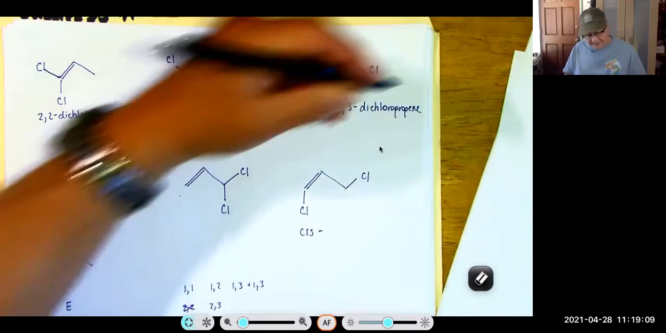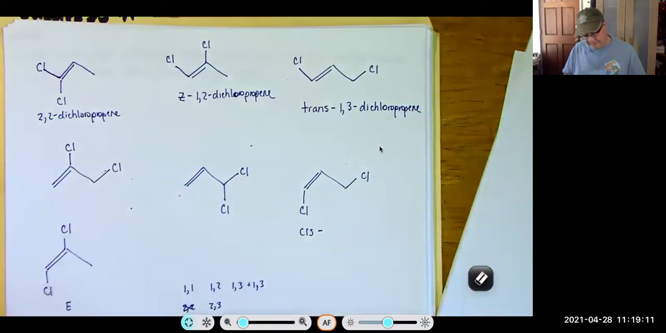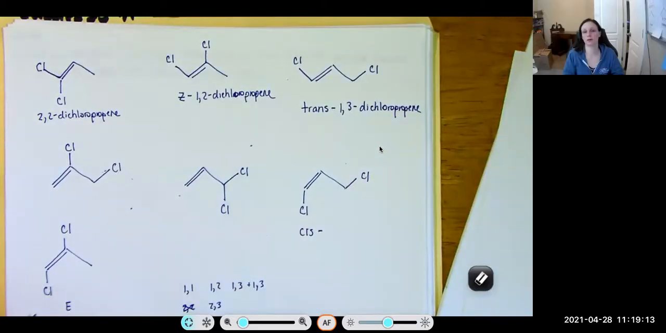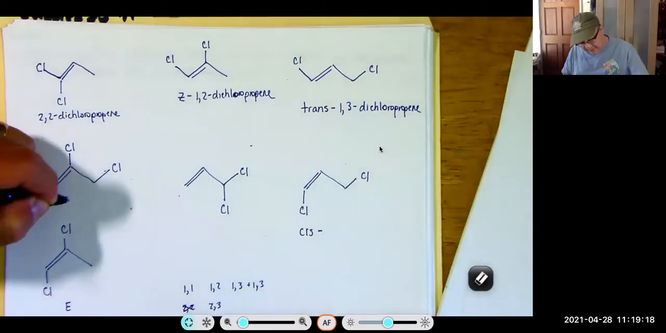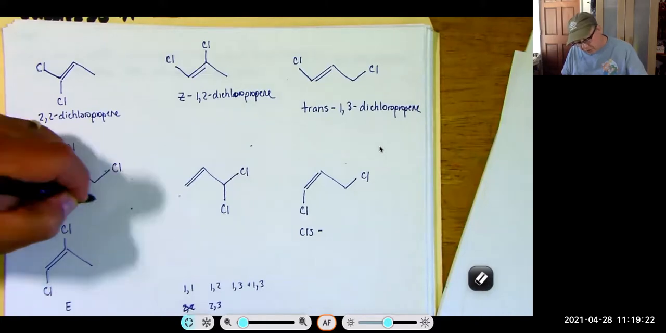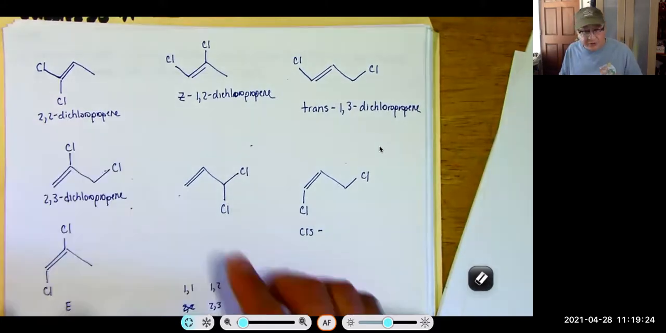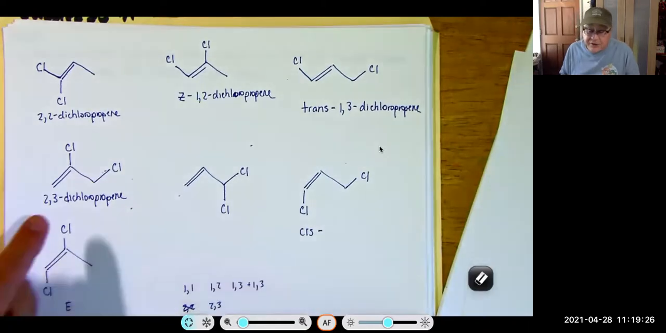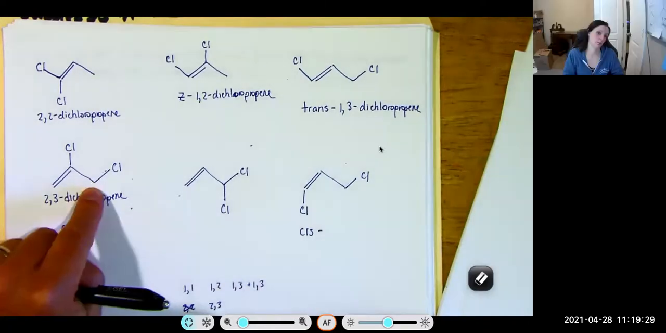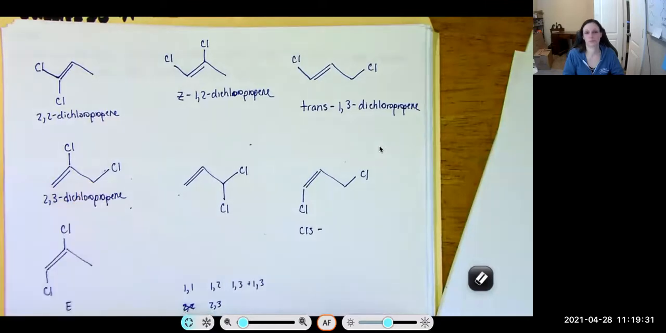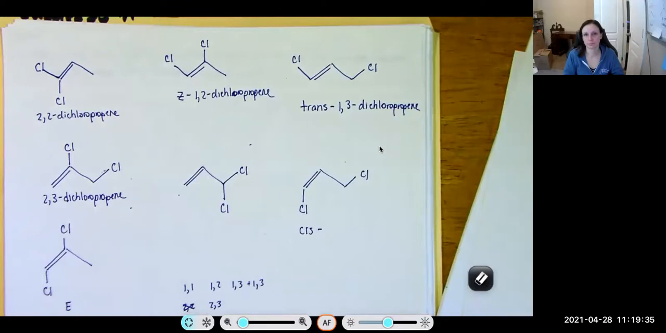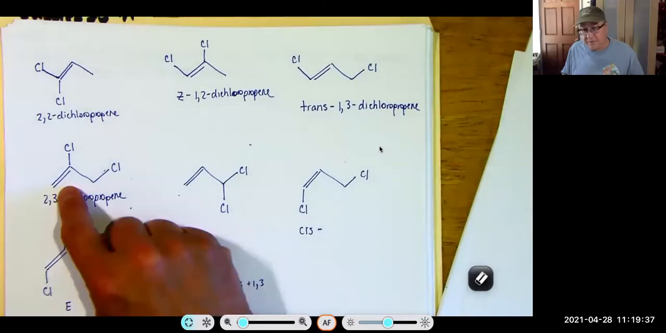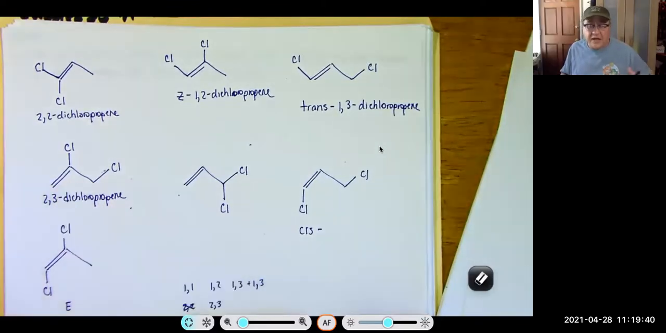And how about this one? 2, 3 dichloropropene. Now, you named it correctly, because one of the rules we have for numbering is you want to start numbering closest to where a substituent is, right? But functional groups overrule that. What do you mean? Well, an alkene is a functional group. We want the functional group to start at a low carbon.